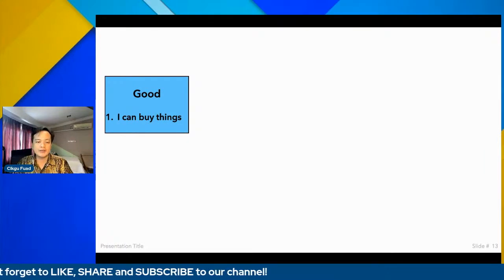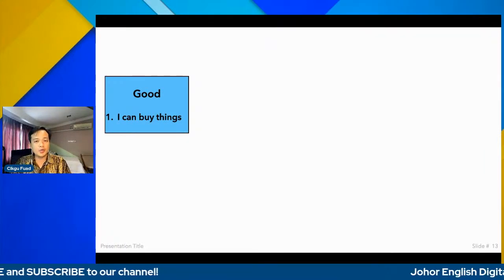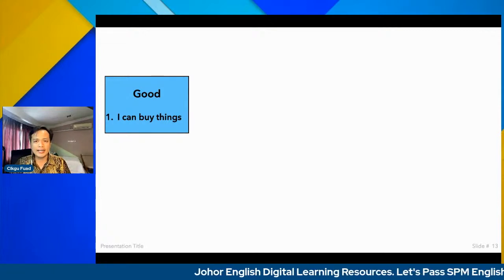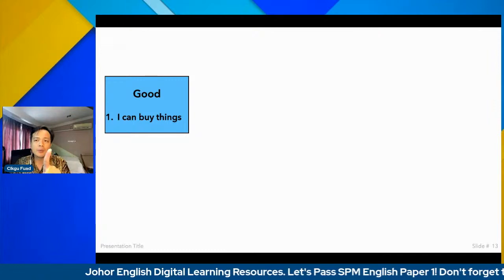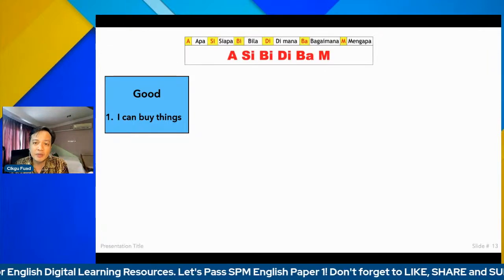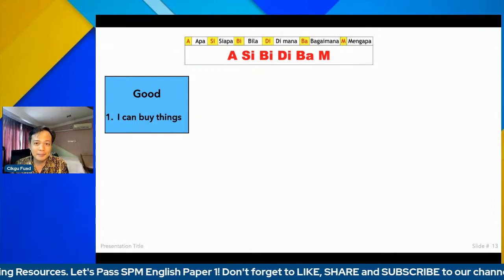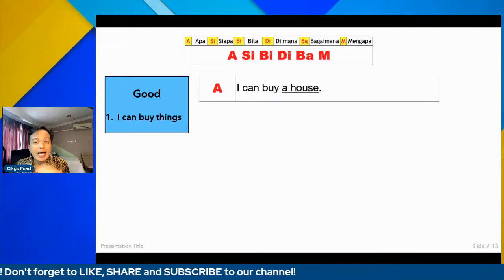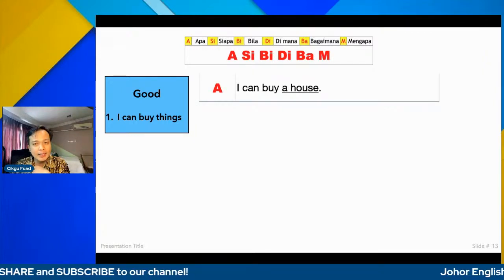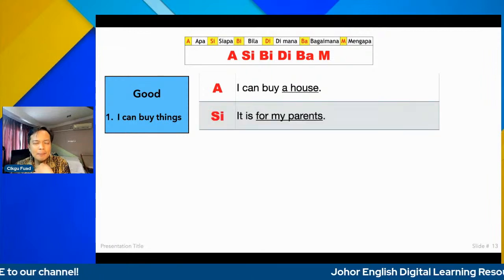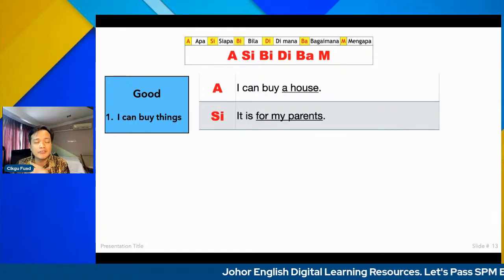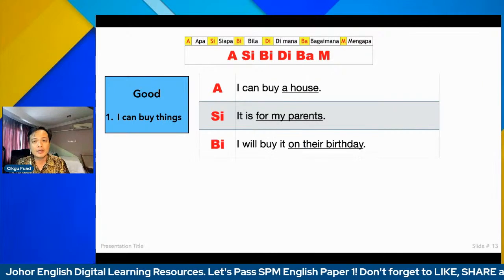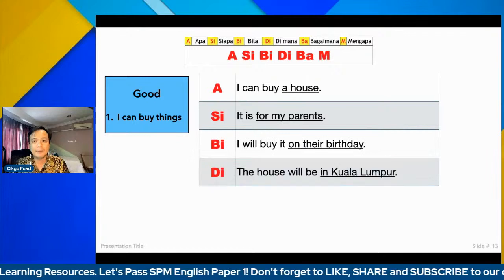Now let us look back at our point. Our point just now that we decided on is it's good to have ringgit because I can buy things. What can I buy? Now we look at the formula. What is the formula? RCBDBAM. So what can I do? What can I use the money for? I can buy a house. Now, for whom do I buy the house? It is for my parents. When? I will buy it on their birthday.